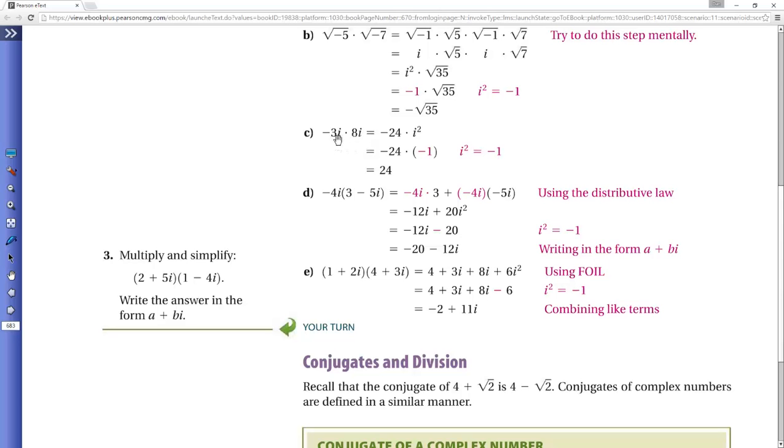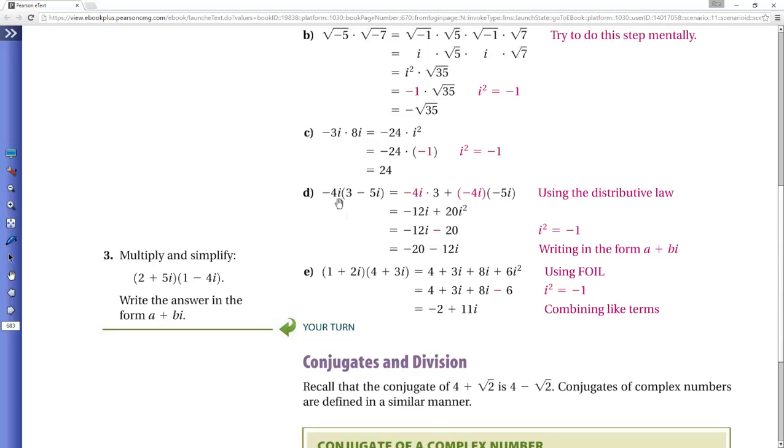It's negative 3 times i times 8 times i. Well, I can do that in any order I want. Negative 3 times 8 is negative 24. i times i is i squared. Well, i squared is really equal to negative 1, so I end up with a negative 24 times a negative 1, which is a positive 24.